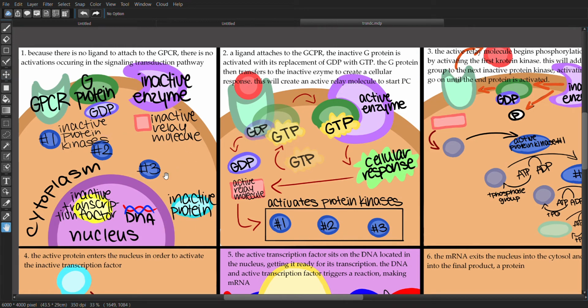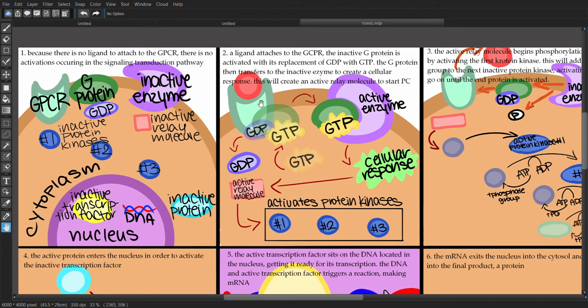So my first step of the signal transduction pathway isn't necessarily a step, but it's just showing how the whole system is inactive, basically. So as you can see, the enzyme's inactive, the relay molecule, the protein kinases, and the transcription factor and the proteins are all inactive, just because that first reaction isn't happening between the G protein coupled receptor and the ligand. So it's basically just showing that this first reaction is needed in order to create more reactions, which activates the whole system, basically.